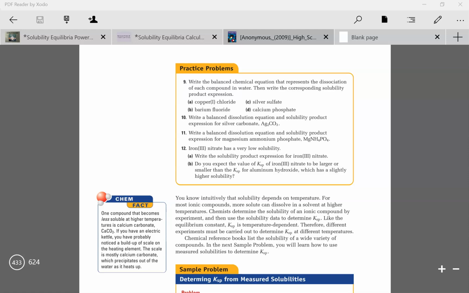One compound that becomes less soluble at higher temperatures is calcium carbonate. It's interesting. I did not know that. Well, fun fact right there.